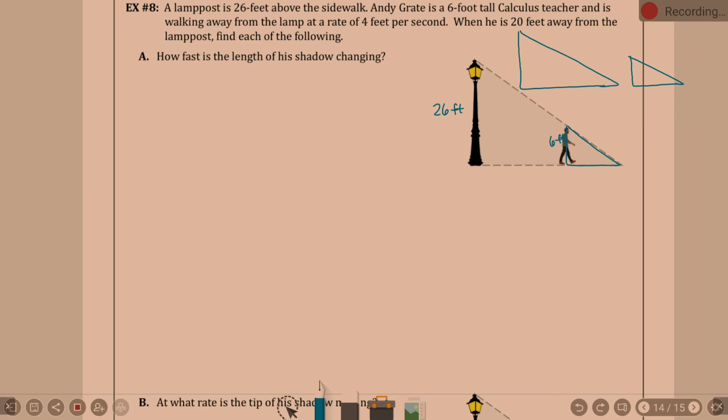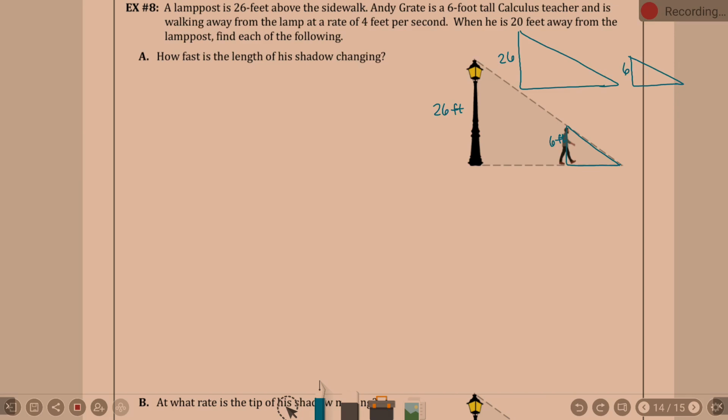So here, for reference, in the small triangle, the left side is 6. In the big triangle, the left side is 26. Are you seeing the two triangles now? Oh yeah, ratio. I see it. Okay, so we are going to talk ratios here in a moment. Now, with this in mind, he's walking away from the lamp at a rate of 4 feet per second. When he's 20 feet away, how fast is his shadow changing?